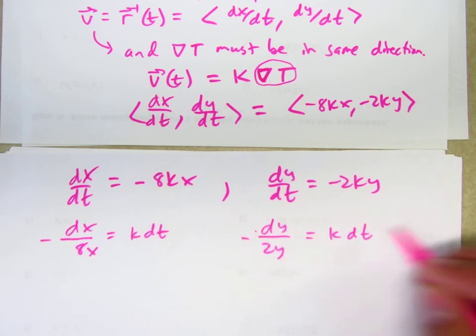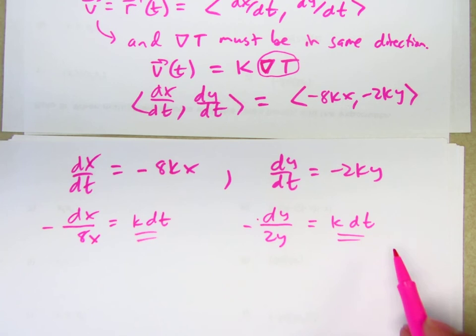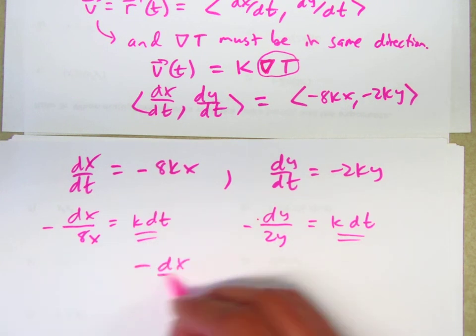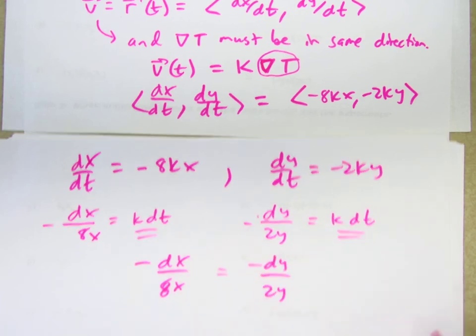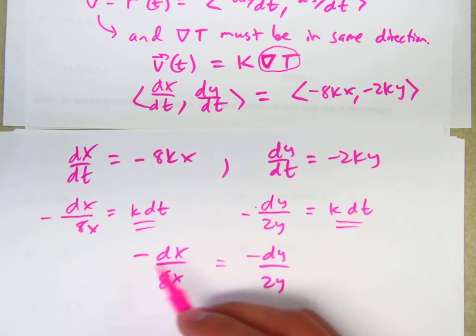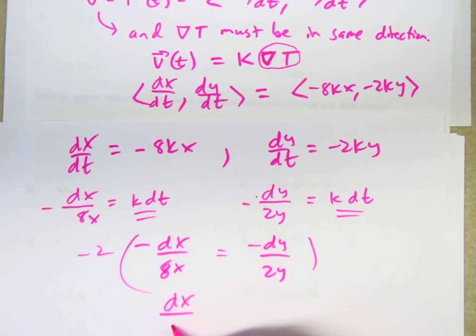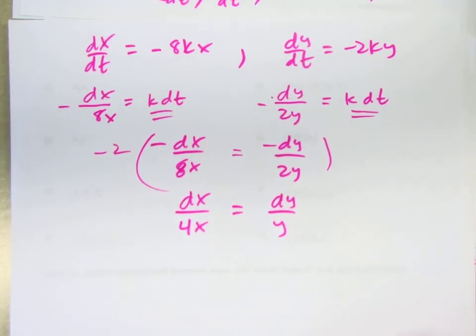Since when we separate variables for each one of these, now we get that these two have to be the same. So let's write that out. Minus dx over 8x has to equal minus dy over 2y. And let's clean things up a little bit. I'm going to multiply by negative 2. And so now I get dx over 4x, that's going to equal dy over y. Okay, and we have our variables already separated, so we can now integrate both sides.